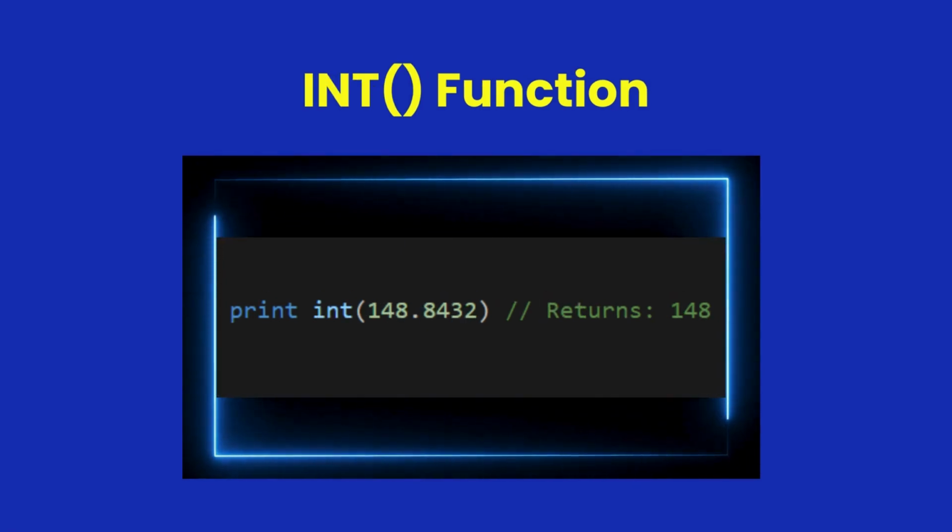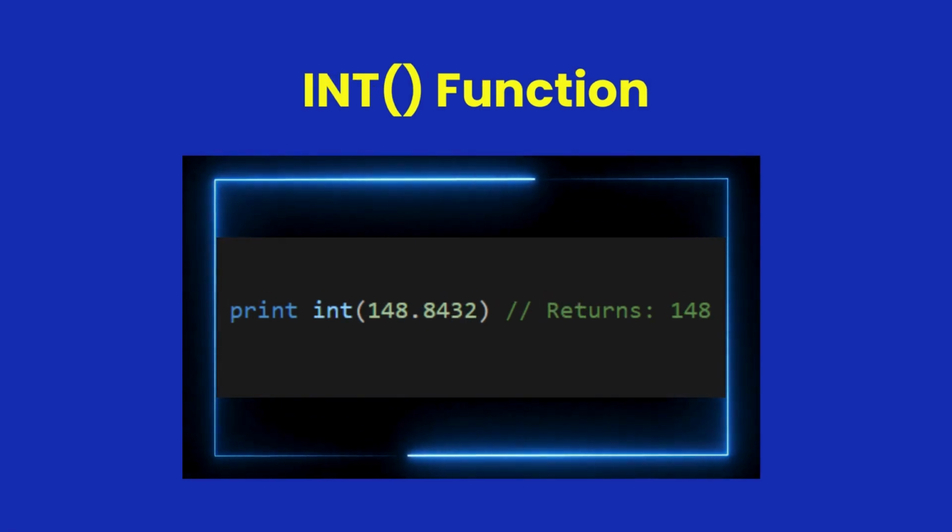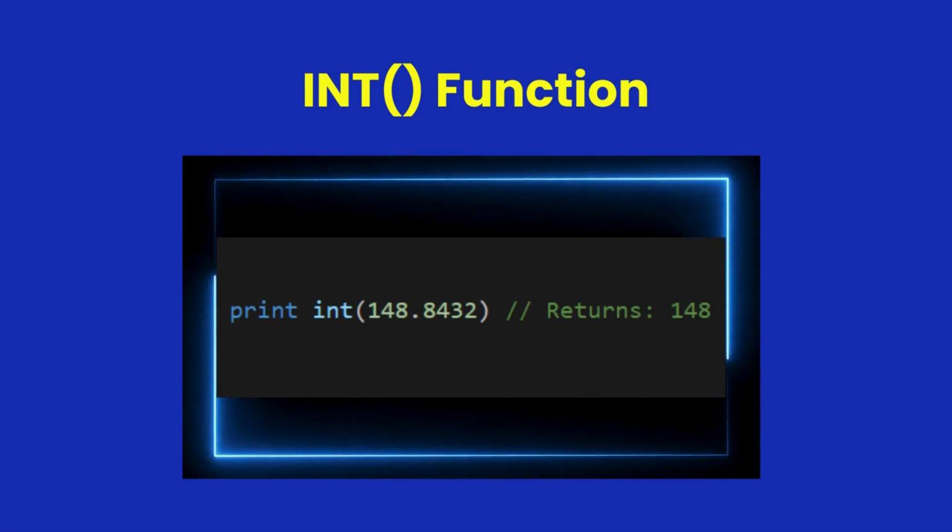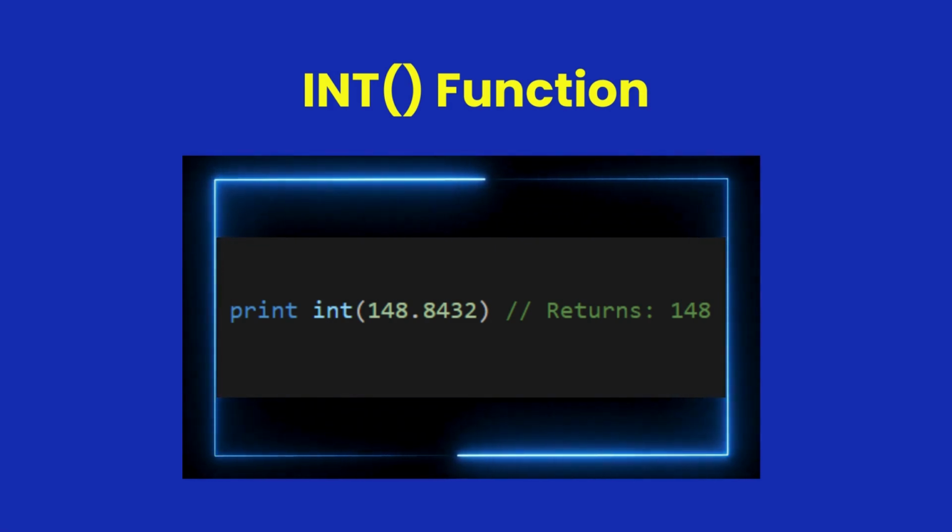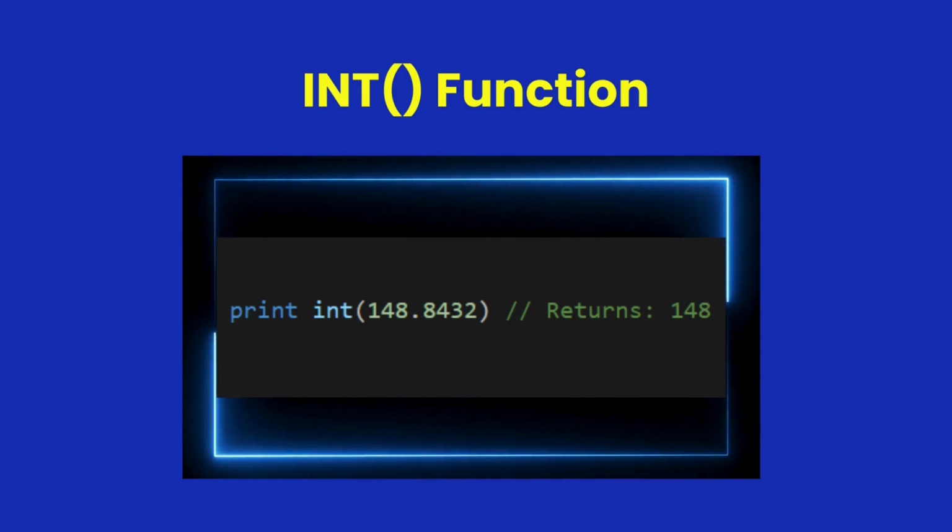The int function returns the whole portion of a real number as a real number. For example, the int function helps in isolating the integer part of a real number.